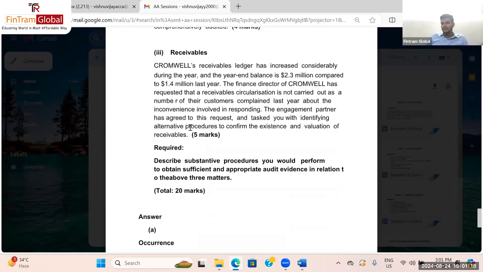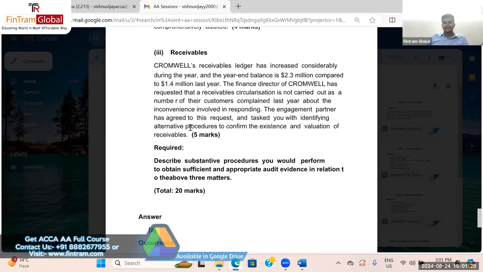So here there's a particular assertion that we have to focus on, which is existence and valuation, right? So you have to write five procedures in relation to that. Any ideas? And of course, you cannot write correspondence or circularization.